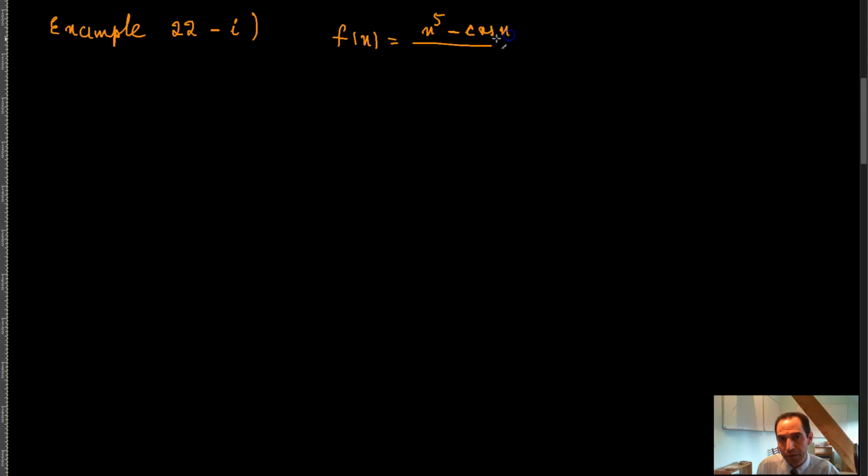So the next thing that we have here is example number 22. It has two parts. So example number 22, part one. Part one is basically, let's say that f of x is equal to x raised to the power 5 minus cos x over sine x.